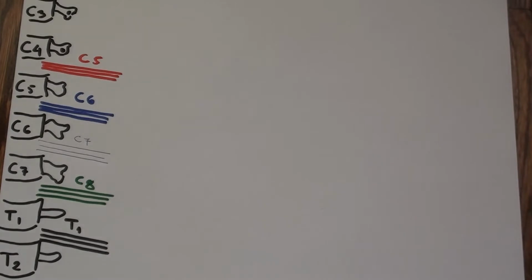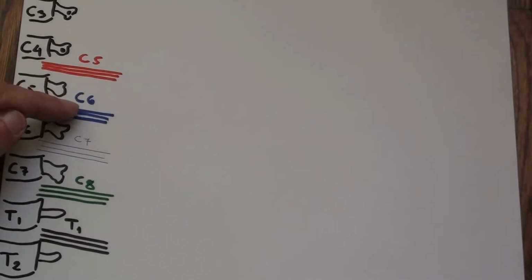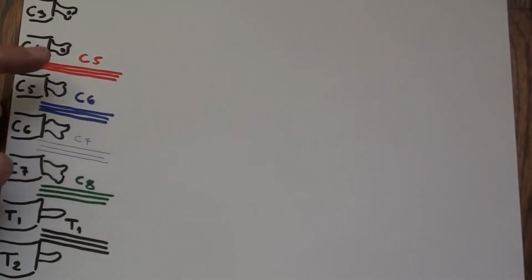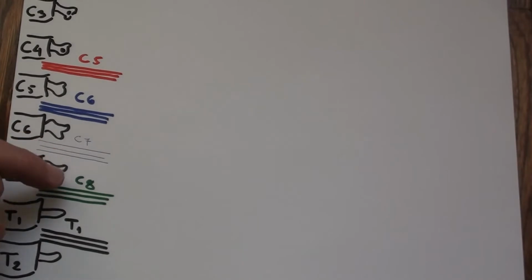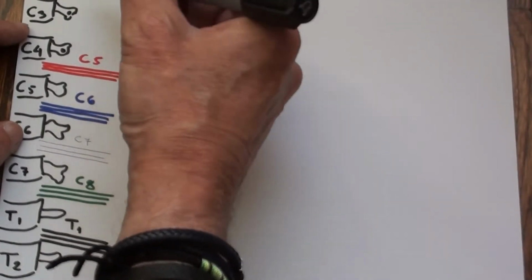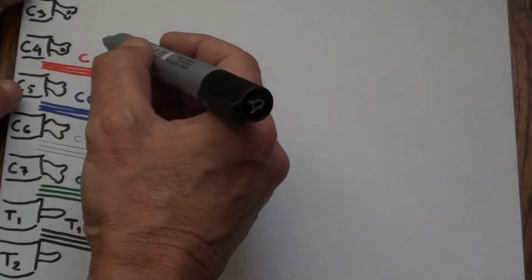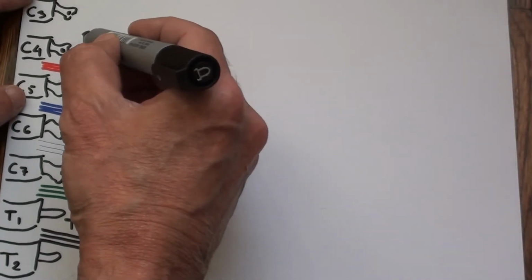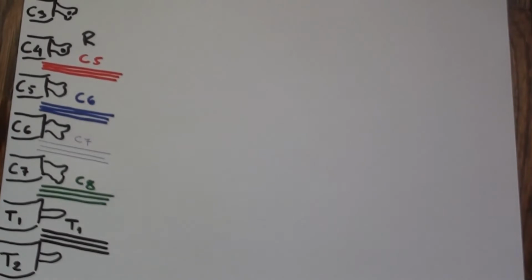Okay, let's do it. So here we have 5 different anterior primary rami of spinal nerves, C5, C6, C7, C8, and T1. I'm going to put here just quickly a letter R to identify that these are roots of the brachial plexus. Sorry, I just realized that letter R cannot be seen unless I put it a little bit lower down next to the C5 nerve. So that is our starting position.